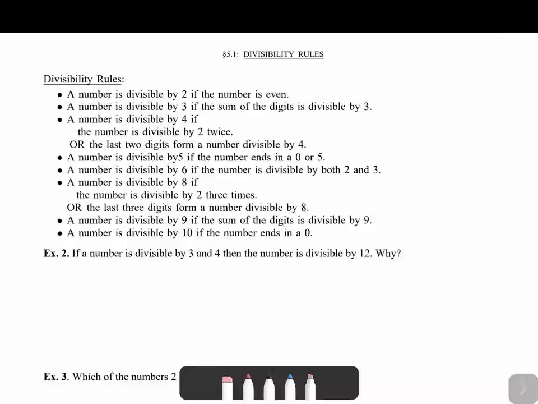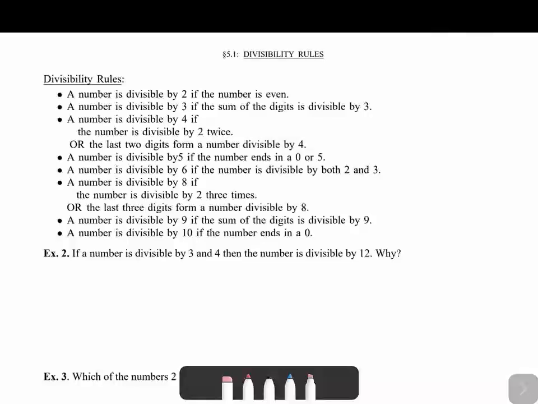Some of them are really standard. For example, a number is divisible by 2 if it's even, right? And we just know this from right when we learned the basic operations in elementary and middle school. So a number is divisible by 2 if the number is even. That makes a lot of sense.